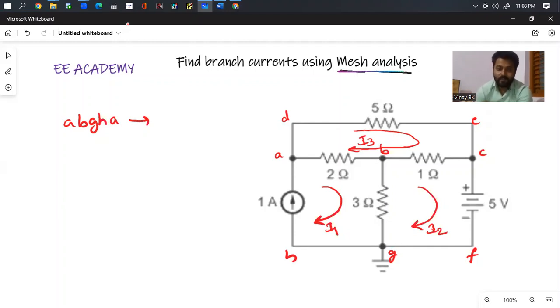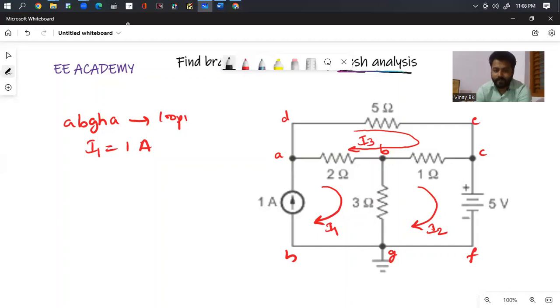I1 is flowing. So without doubt I'll write here in loop A, B, G, H, A, in loop 1, I1 is flowing. That is nothing but 1 ampere of current is flowing. So I1 value is 1 ampere. So you already know the loop current.